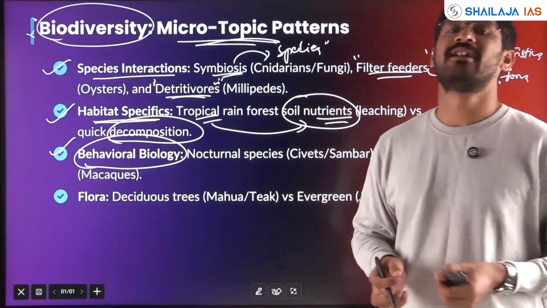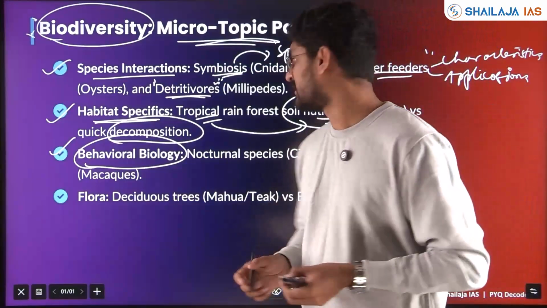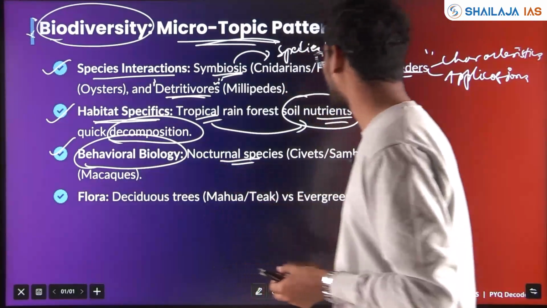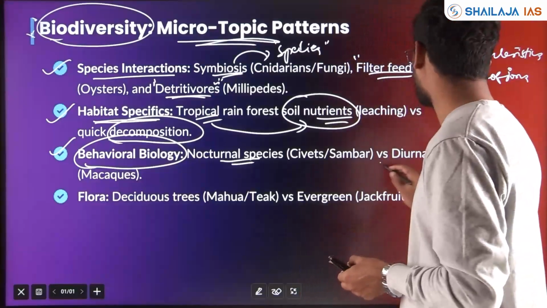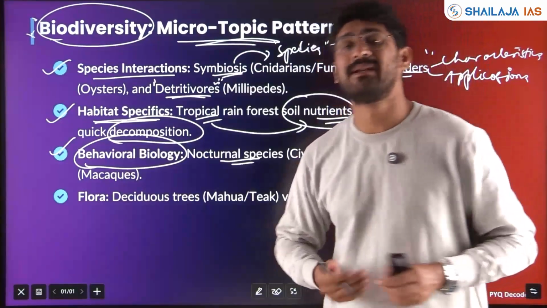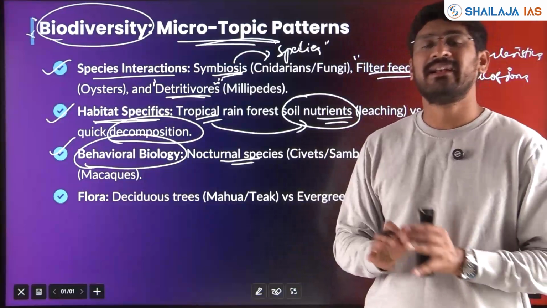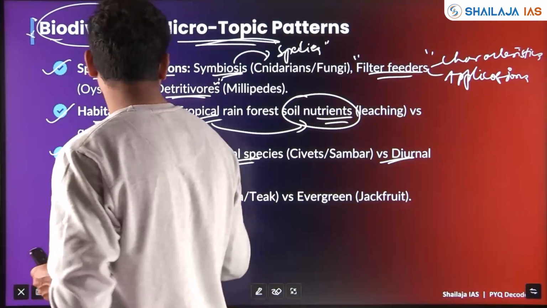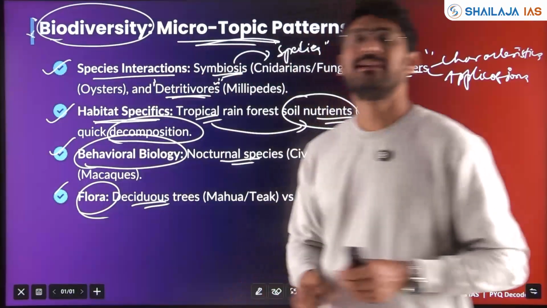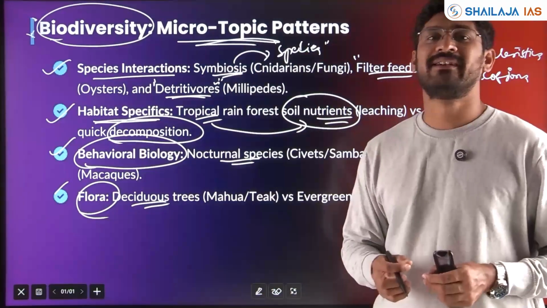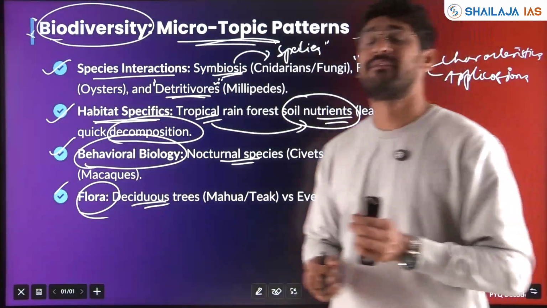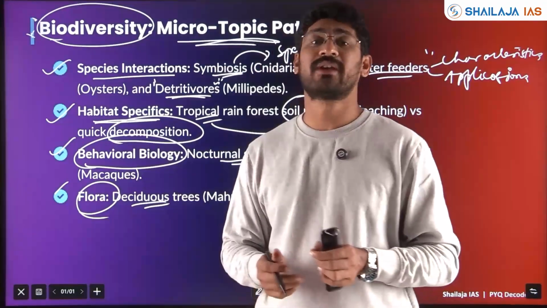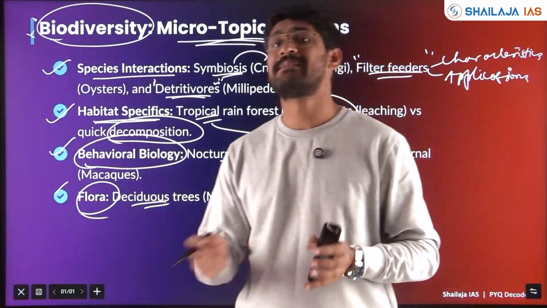Then you have behavioral biology. Which are the nocturnal species? Which are the diurnal species? The species characteristics, their behavior. That question also has been asked time and again in a different context every year. Then with respect to flora, deciduous trees, evergreen trees, herbs, differences between herbs and shrubs, which are the different varieties of plants.